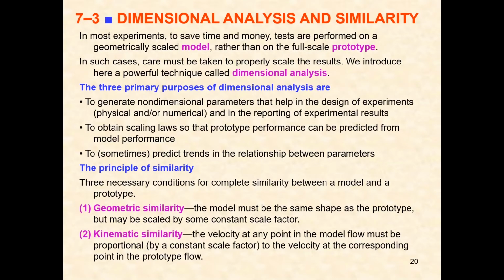Okay, next is section 7.3, where we're going to talk about dimensional analysis and similarity. In most experiments, to save time and money, tests are performed on a geometrically scaled model rather than the full scale prototype. So we create a model, usually smaller compared to the original full scale prototype, to save money in designing and fabrication. In such cases, you need to make sure that the experiment is valid on the model, because we want to imitate what will happen to the prototype just by using the model. You cannot just simply run simulations or experiments like that. We need to make sure there is similarity between the model scale and the prototype scale.